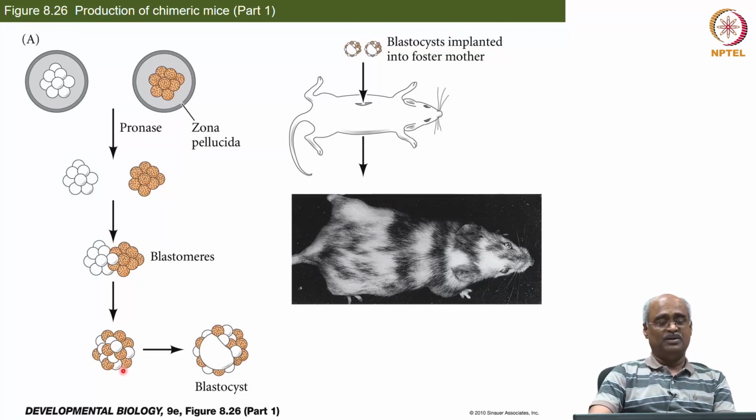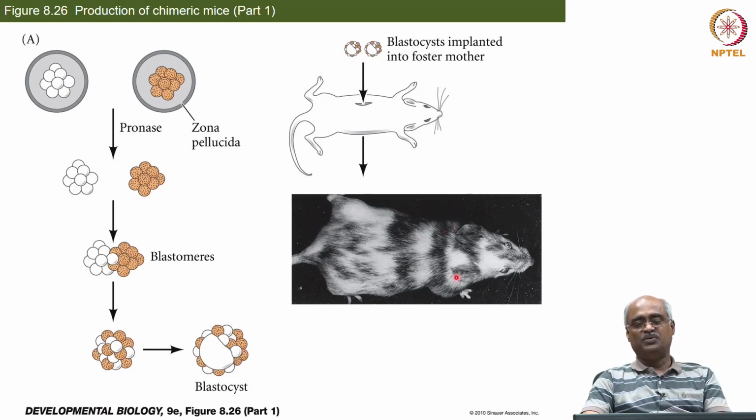So, therefore, they form a single inner cell mass and form an embryo that develops into an adult mouse with mosaic color pattern. As you can see here, the cells of both genotypes are interspersed, resulting finally in this mosaic color pattern.